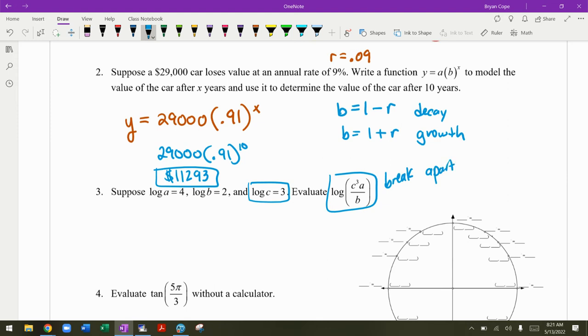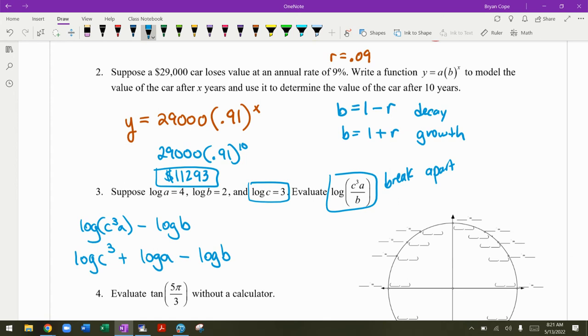So we're going to break that apart using properties. Remember, what does division lead to with logs? Right. So I can call this log of C to the third A minus log B. Yay, we're getting somewhere, right? Because now I have it split apart. Now I can substitute 2 in place of log B if I want. I'm going to do 2 more steps, though, before I do substitutions. So what does multiplication lead to in logs? Good, so we're going to write this as log C to the third plus log A minus log B.